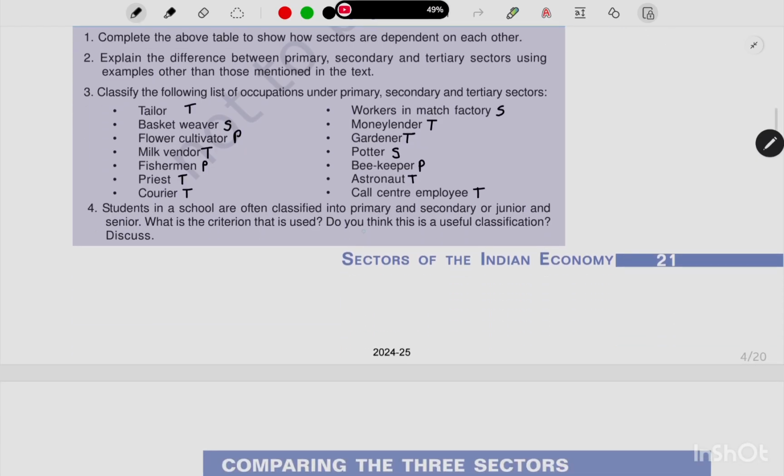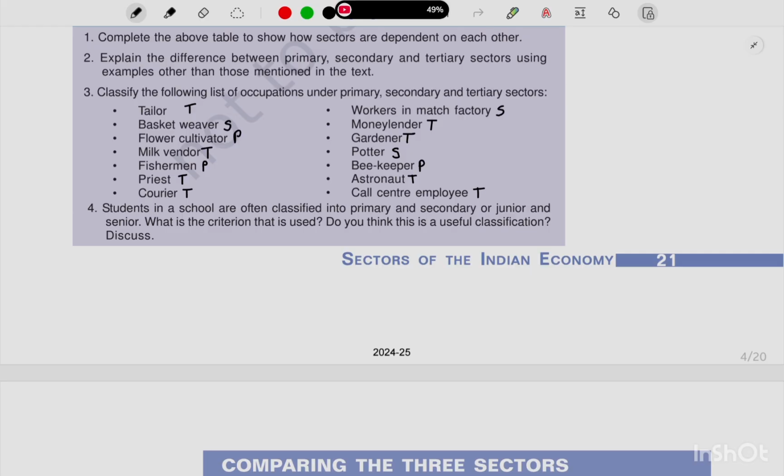Students in a school are often classified into primary, secondary, or junior and senior. What is the criterion that is used? Do you think it is a useful classification? Discuss. So students in a school are often divided or classified into primary and secondary, or junior and senior. The criterion that is used is the class of the particular student to classify them into primary or secondary.